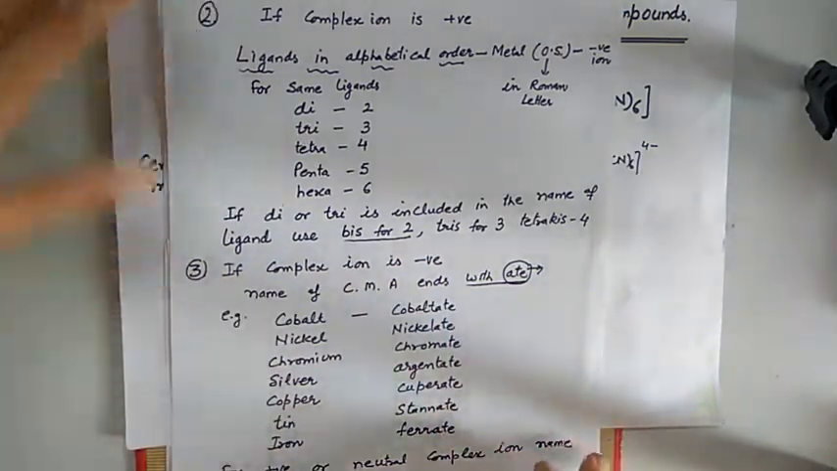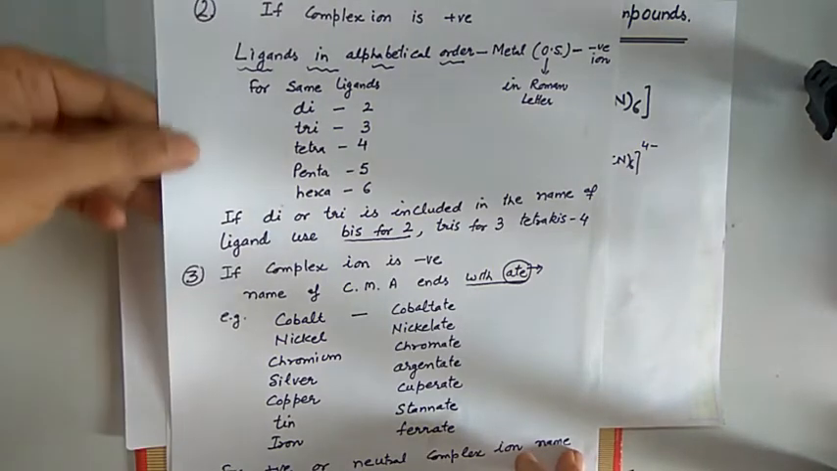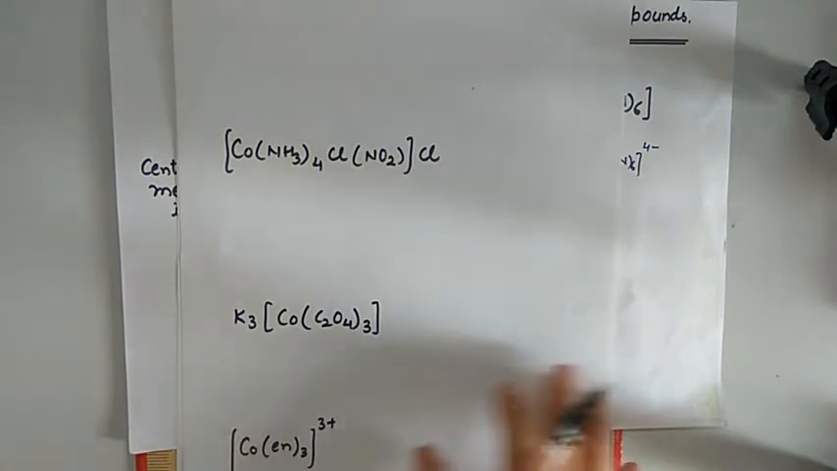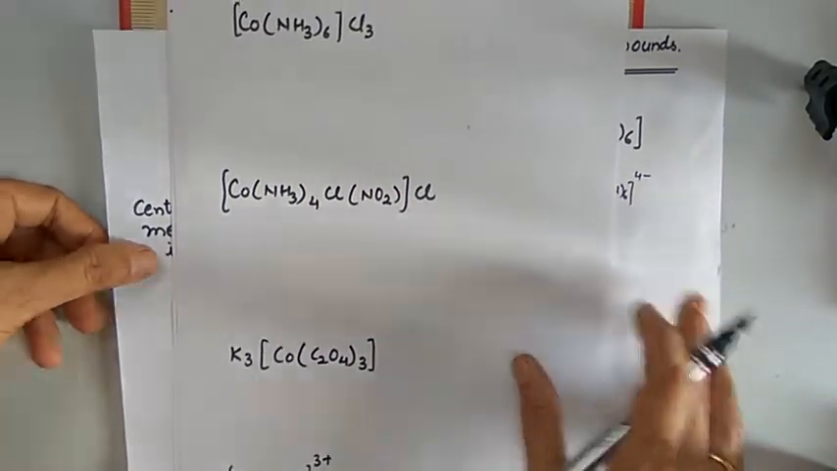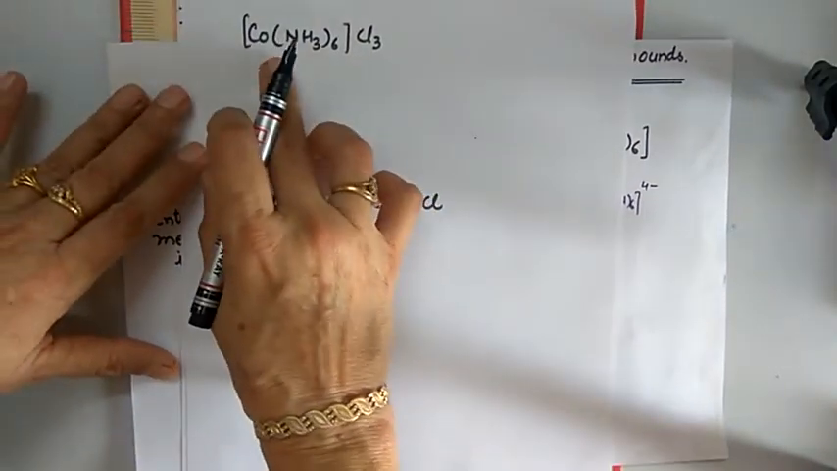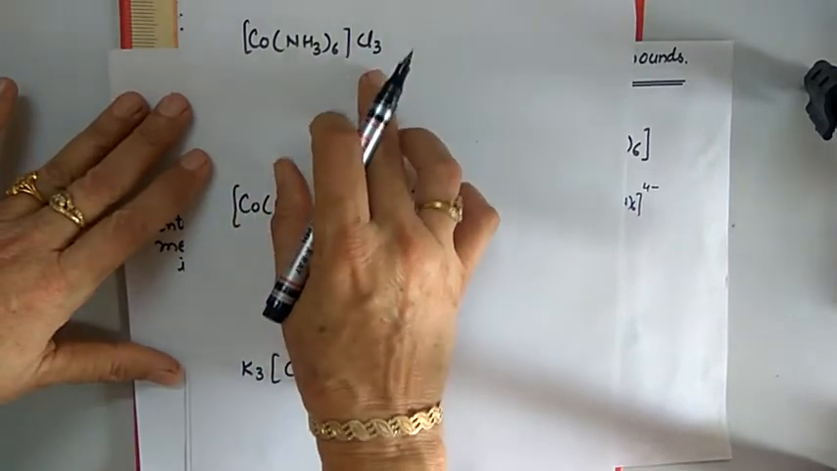So let us apply these rules while writing the names of a few compounds. Let us start with, say, this first compound, [Co(NH3)6]Cl3.